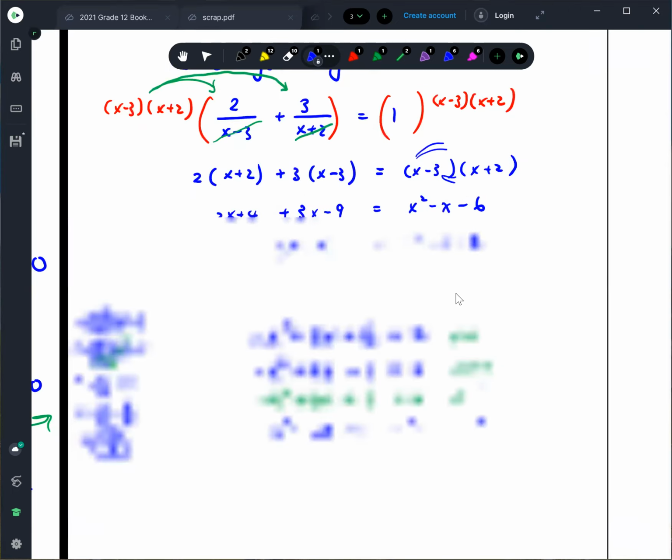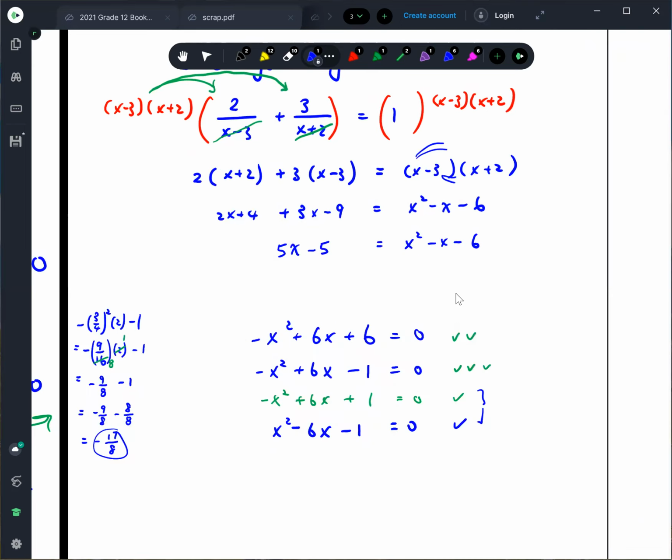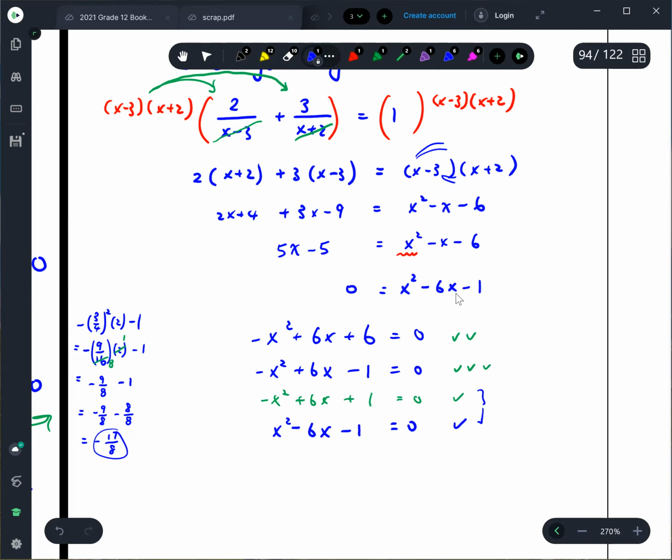Okay, so we can move everything either to the left side or the right hand side. Okay, but I'm going to move everything to the right side instead because I prefer to have the x squared be positive. Okay, it just looks a little bit better without the negative at the very front. Okay, so if we do that, it will look like x squared minus 6x minus 1 equal to 0. Okay, so either this answer, the third one, or the fourth one.